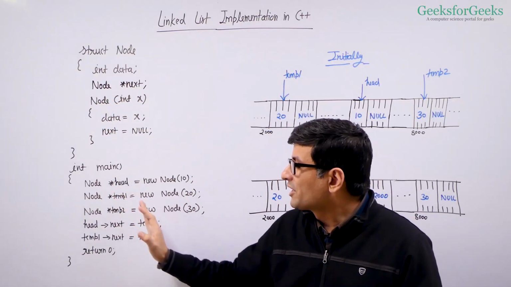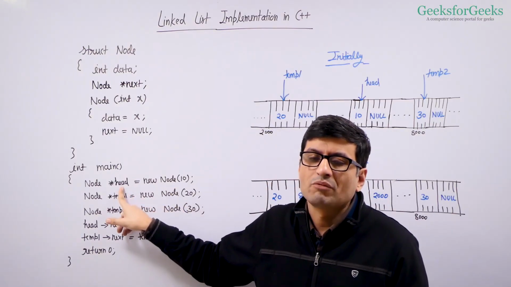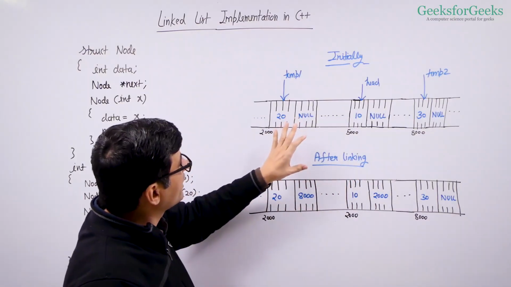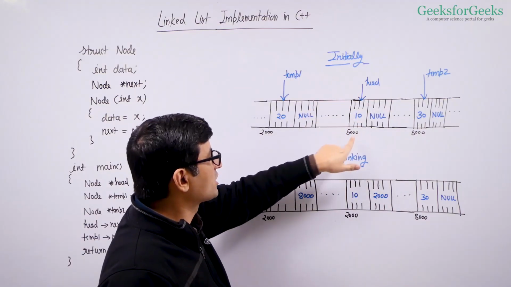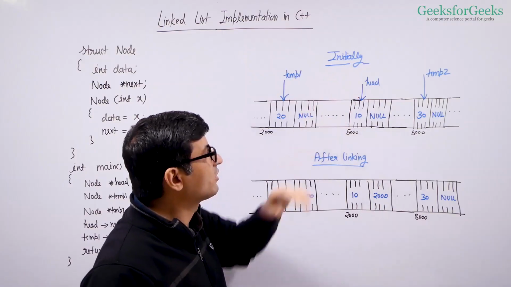Now we have the main function. Inside this main function, we create the head node first. We put the data 10 into it. So when you create the head node, it creates a node like this in memory, right? And you get the address of this node in your head pointer, right? So this is what you get once you create the head node.